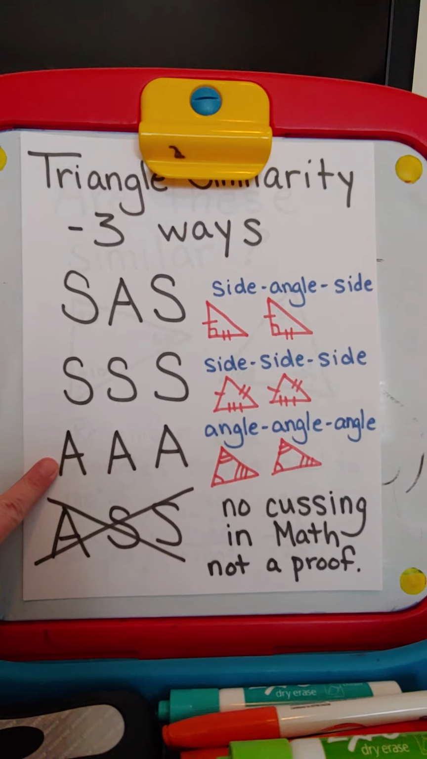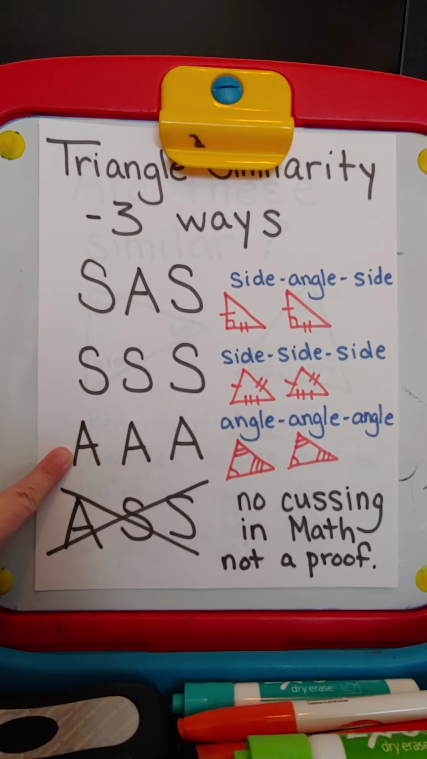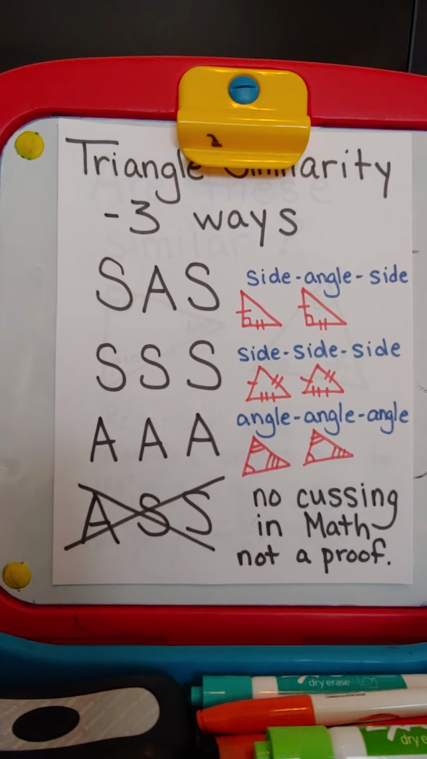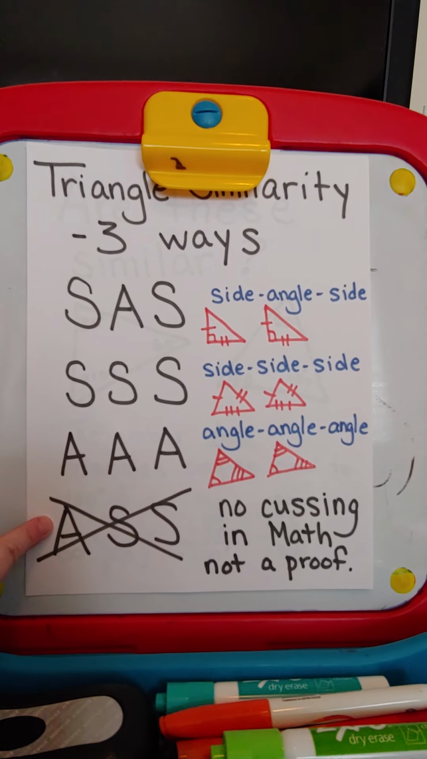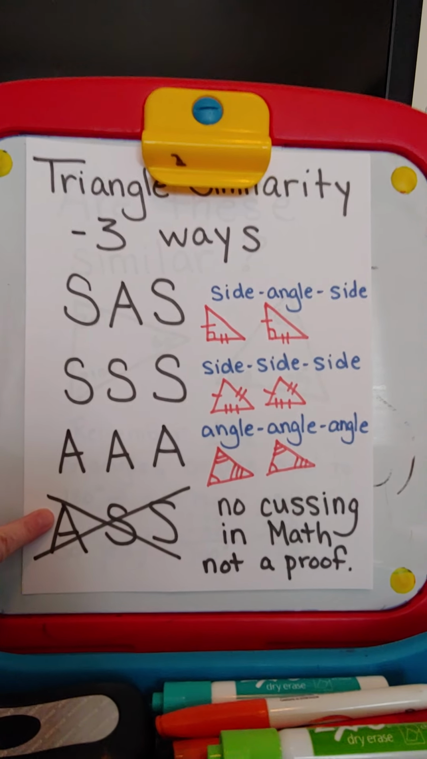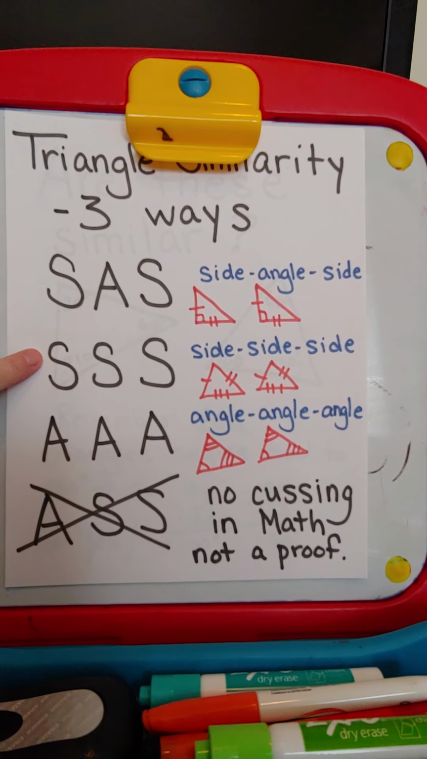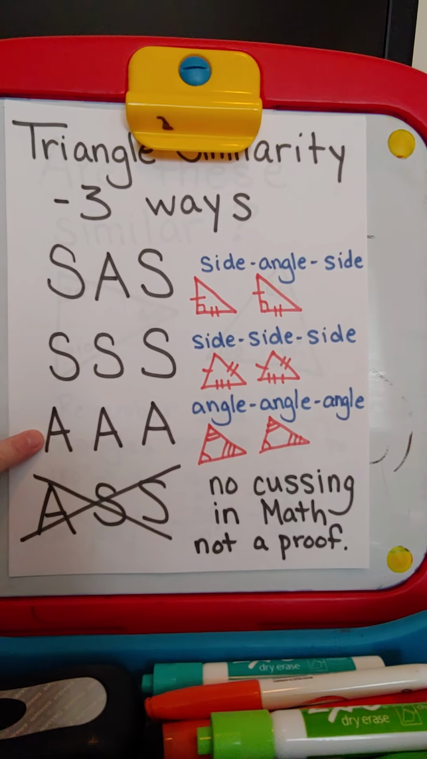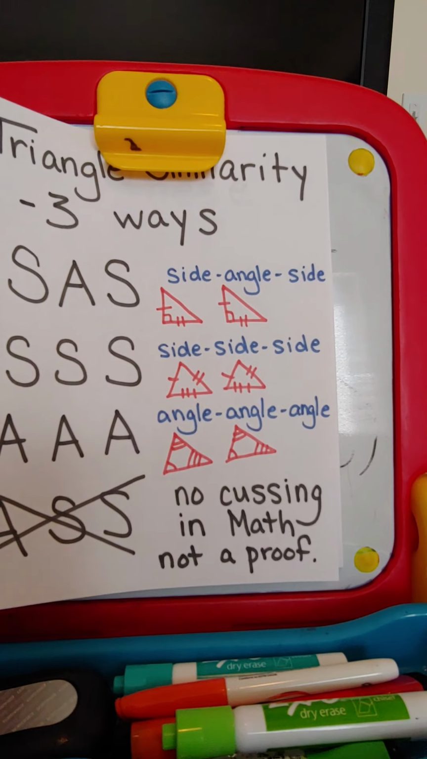The third way is angle, angle, angle. And we already talked about how all 3 angles in a triangle have to be equal. And there's no cussing in math, so there is no angle, side, side theorem. So the only 3 ways are side, angle, side, side, side, side, and angle, angle, angle. Okay, I know I'm going really quick.